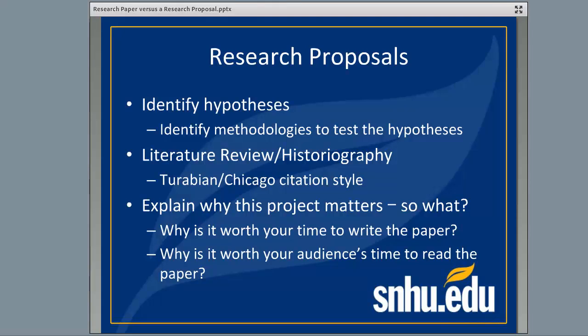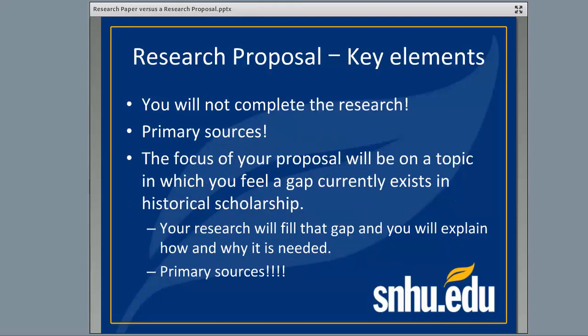When we focus on those two questions, we are looking at the idea of the paper as it relates to the proposed research that you are making the case as being needed, which would be the step that would follow the completion of the research proposal. A couple key elements of the research proposal that I do want to highlight. You will not complete the research in the proposal. It's very, very important to know that you are making the case for why your research is needed and making the case for why your research differs.